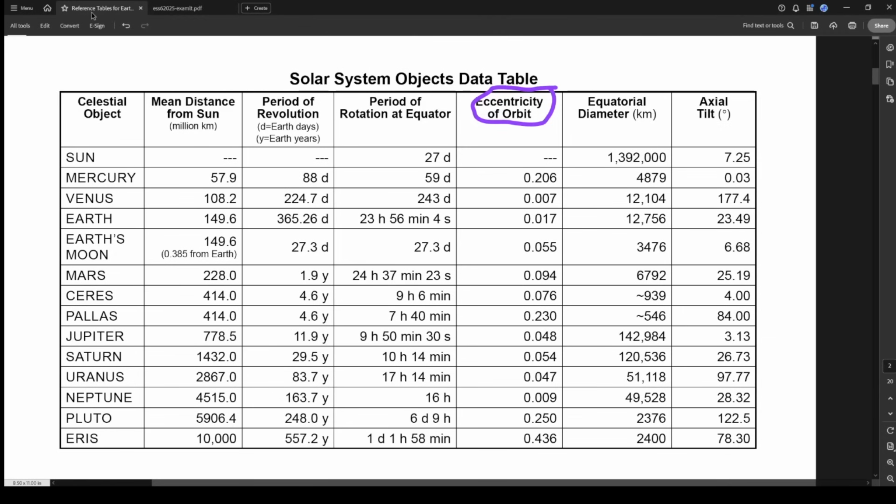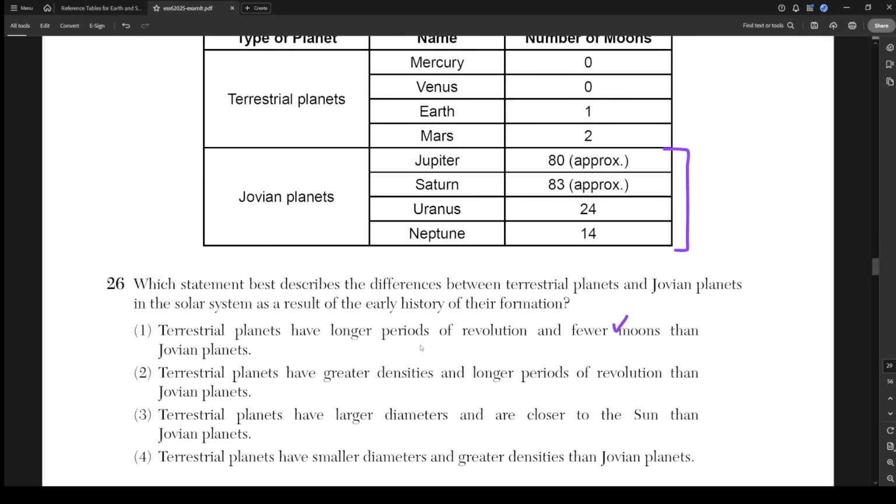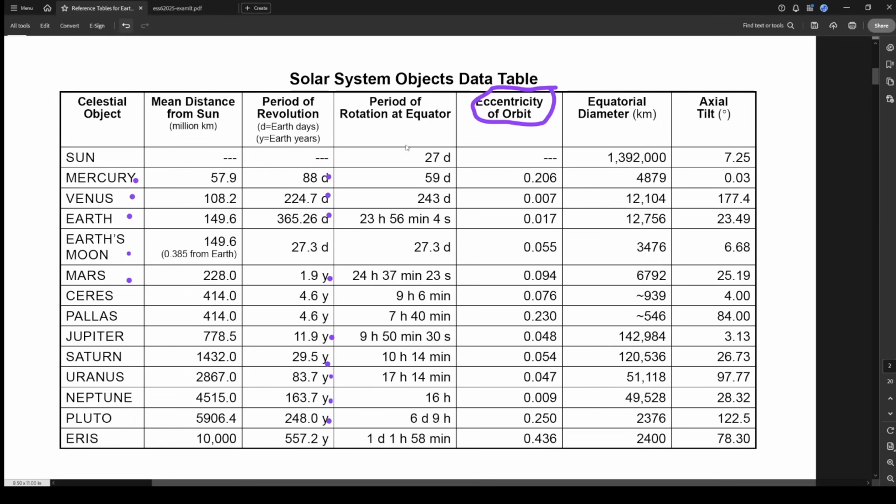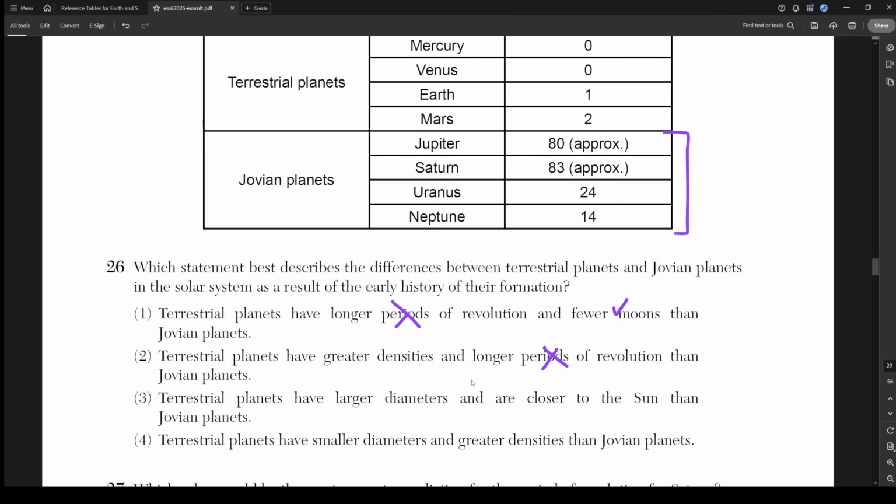But you could see Mercury, Venus, Earth, and Mars have these periods of revolution, which are way lower than the Jovian. So that's wrong. Terrestrial planets have greater density and longer periods of revolution. We already established that they don't have longer periods of revolution, so that one's out. Terrestrial planets have larger diameters. No, they're way smaller, and you can look here at diameter. So look, these numbers are small, and then these numbers are in the tens of thousands, so that's wrong.